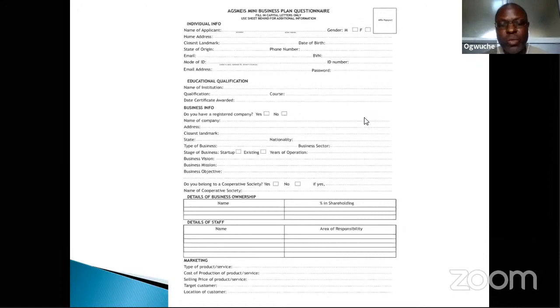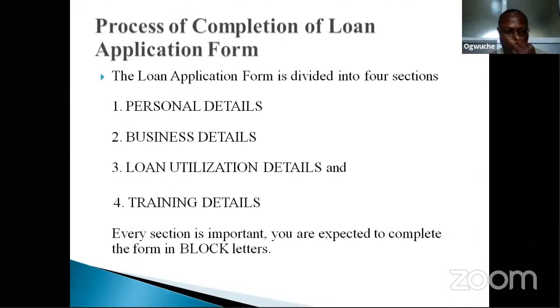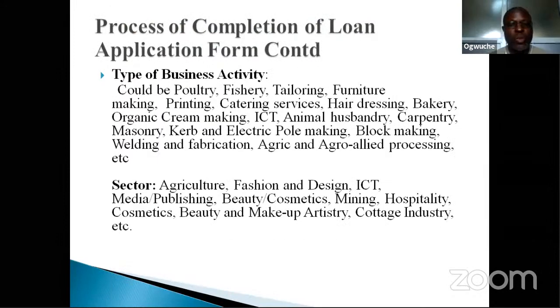So let me scroll further up so that we look at the various types of businesses that are available from which you can choose your line of business. Okay, so here we have types of business activity. You see the list here includes poultry, fisheries, tailoring, furniture making, printing, catering services, hairdressing, bakery, organic cream making, ICT, animal husbandry, carpentry, masonry, curb and electric pole making, block making, welding and fabrication, agric and agro-allied processing. So all these are business activities.